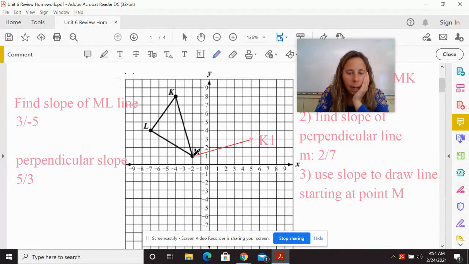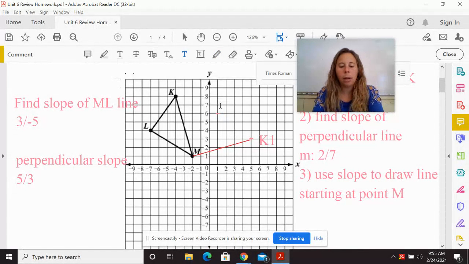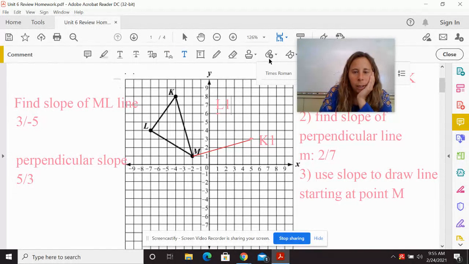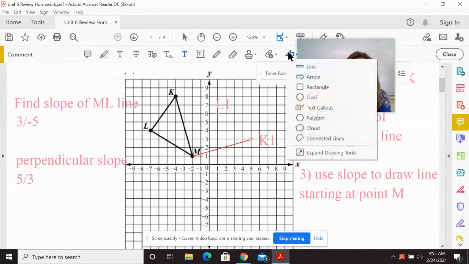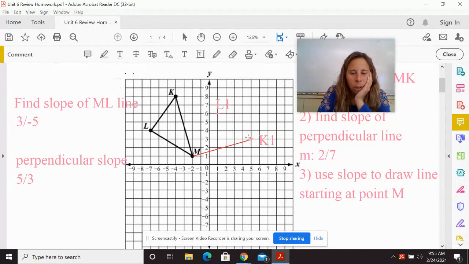Okay, so starting at M, we're going to go up 5. 1, 2, 3, 4, 5, and over 3. 1, 2, 3. And that is L prime, or L1, whatever you want to call it. Then connect.